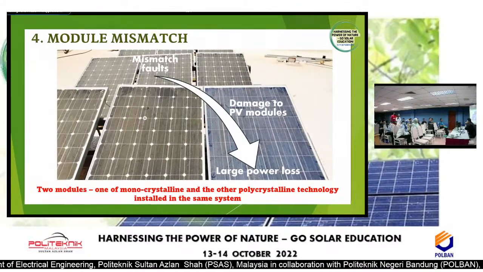Another situation when we are doing maintenance, sometimes we will find a situation where the module is mismatched. For example, in this picture, two modules, one of nanocrystalline and another polycrystalline technology, are installed in the same system. What happens is that when you mismatch the modules, damage will happen, so it will cause a large power loss for the system.